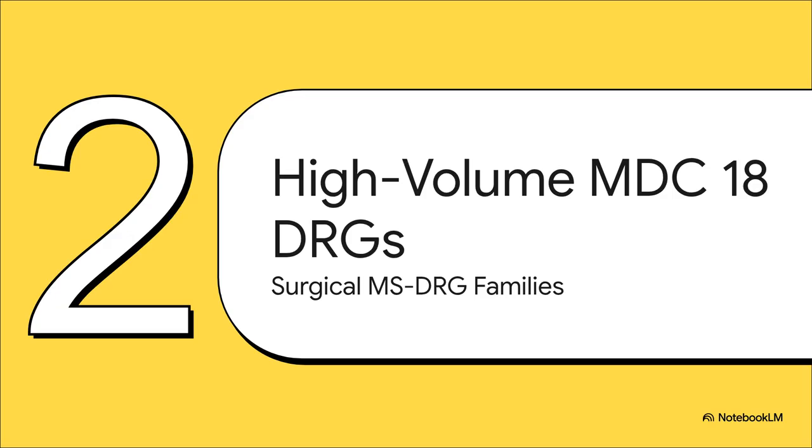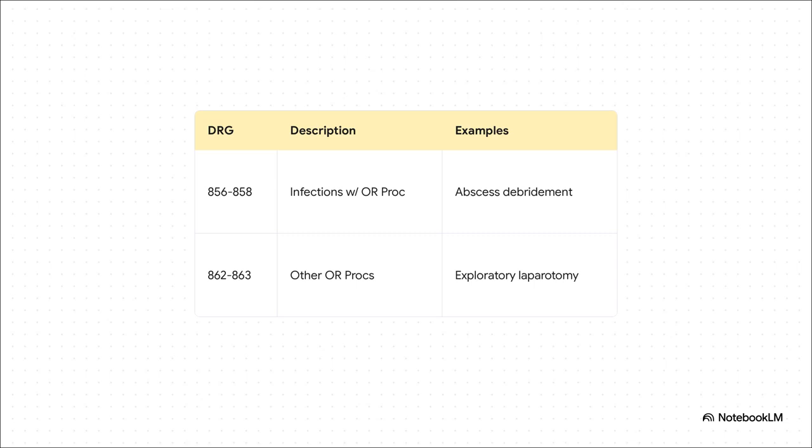Moving right along to Section 2, high-volume surgical MDC 18 DRGs. We essentially have two major surgical tracks in MDC 18. On one track, we have MSDRGs 856 through 858. These are for post-op and systemic infections paired with an OR procedure. On the other side, MSDRGs 862 to 863 capture other infectious disease OR procedures, like an exploratory laparotomy to track down the source of an infection.